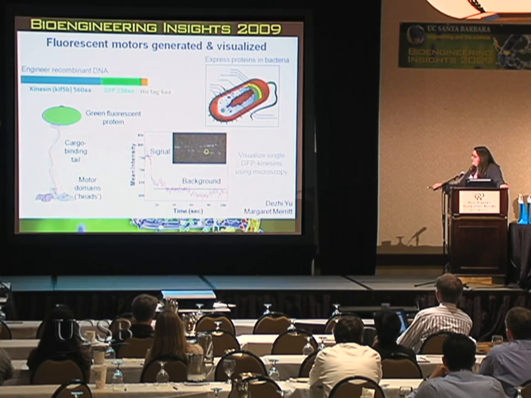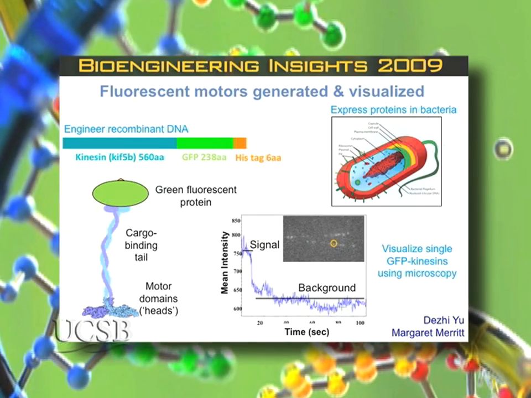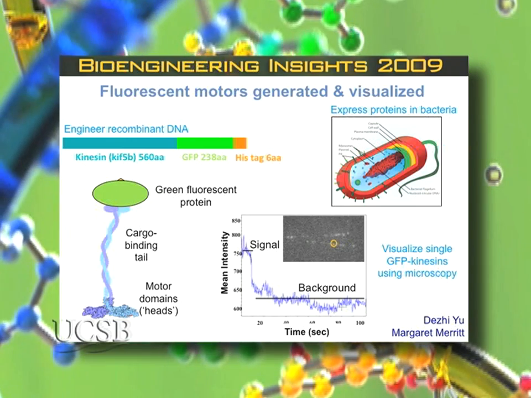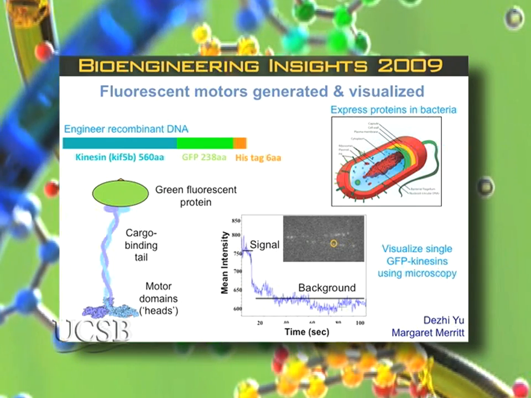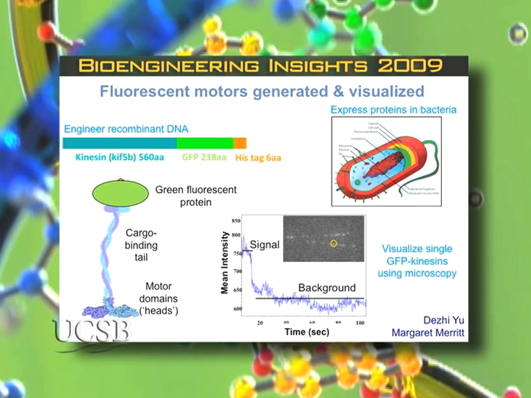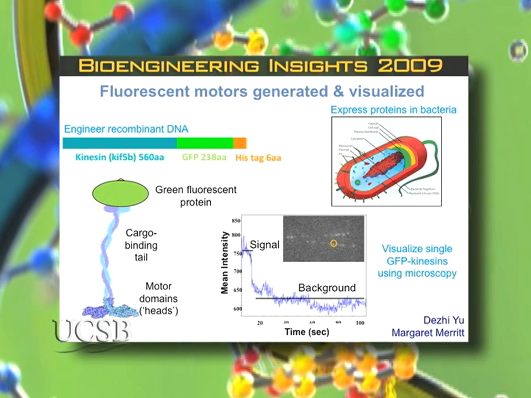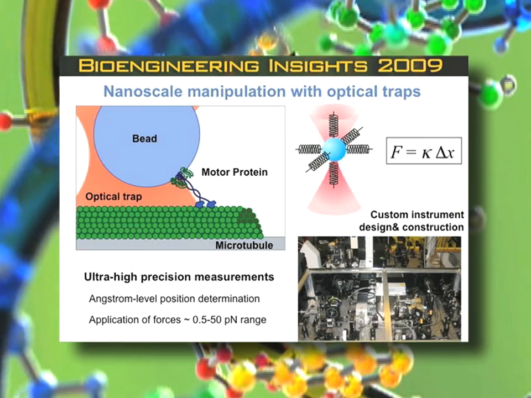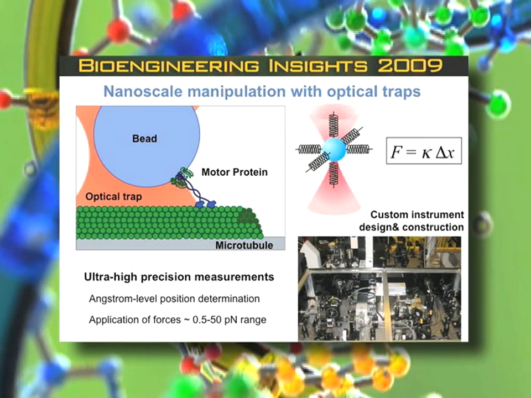So we go from signal to background in a single step, which verifies that we can actually visualize single GFP kinesins using microscopy. And we've done this using a custom-built TIRF microscope. And we're in the process of now using this type of system to actually characterize the activities of different kinesins in vitro.